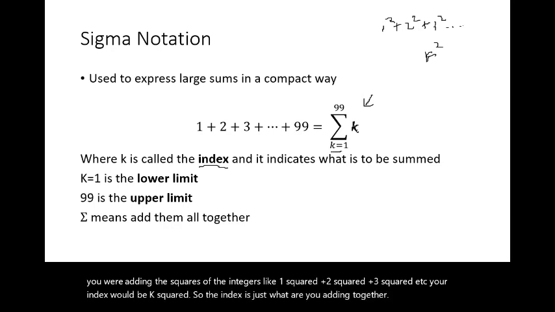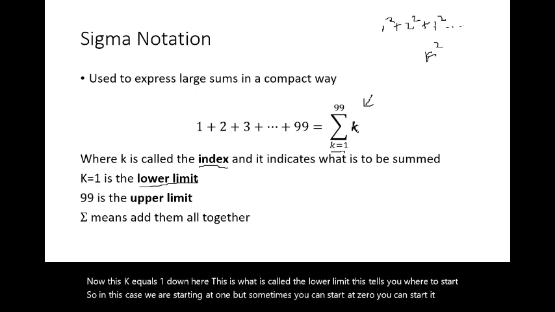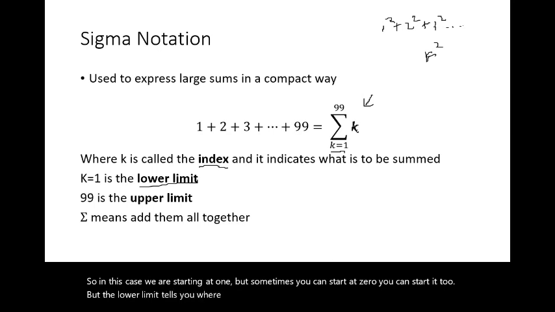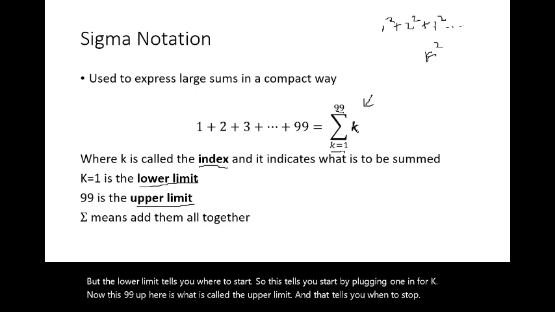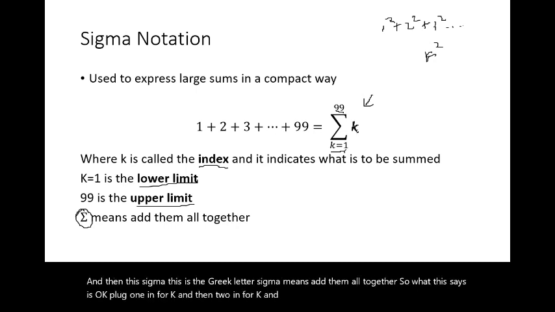Now this k equals 1 down here is what is called the lower limit. This tells you where to start. So in this case we are starting at 1, but sometimes you can start at 0, you can start at 2, but the lower limit tells you where to start. So this tells you to start by plugging 1 in for k. Now this 99 up here is what is called the upper limit, and that tells you when to stop. And this sigma, the Greek letter sigma, means add them all together. So what this says is, plug 1 in for k, and then 2 in for k, and keep adding together all of the integers until you get to 99.